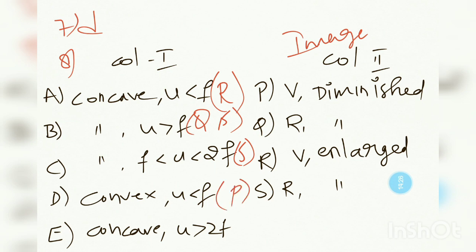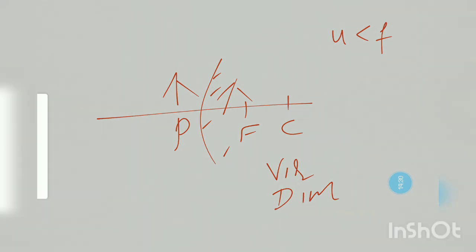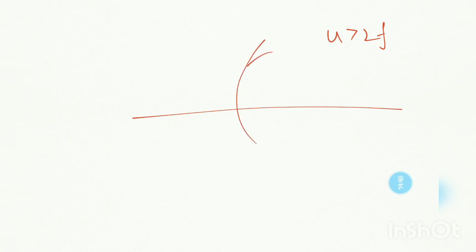It is P. And now here he is saying U is greater than 2F. Then in that condition you will get a real and diminished image. Sorry, it is a concave mirror again. Just check that. It's a concave mirror, not convex. So this is going to be wrong, and you have to choose this one.